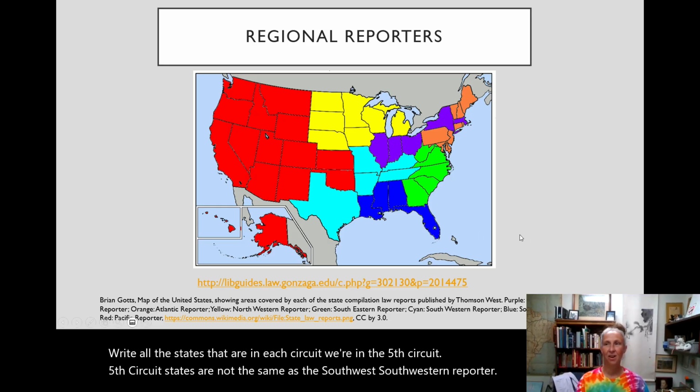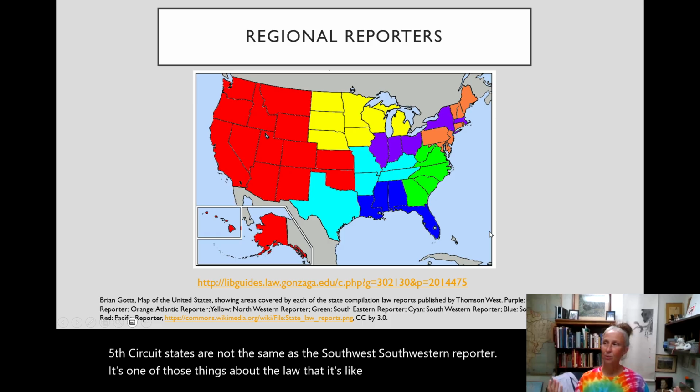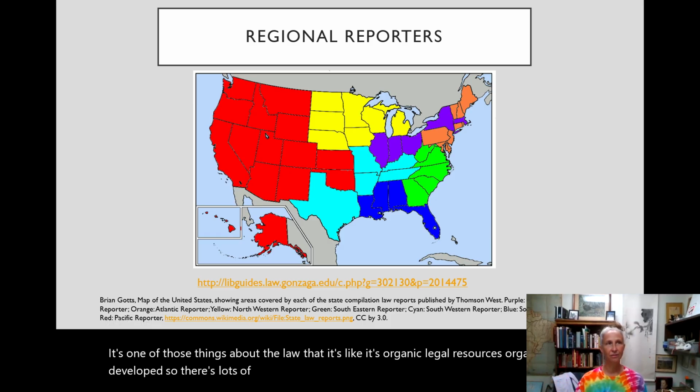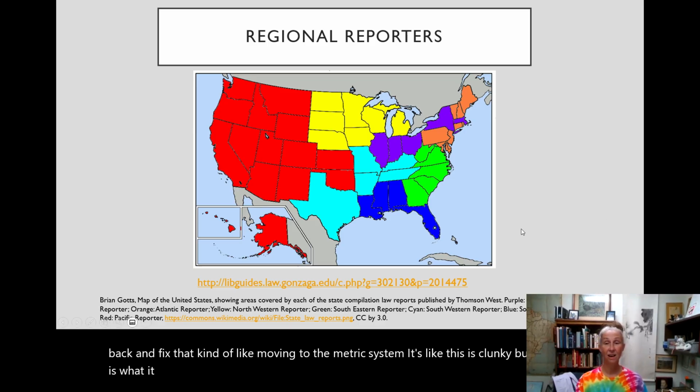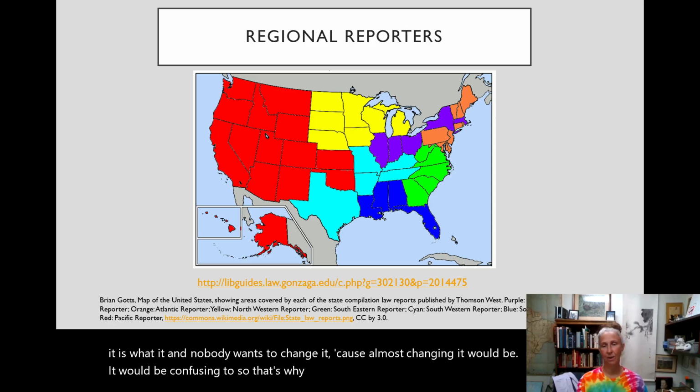It's one of those things about the law that it's organic, legal resources organically developed. So there's lots of these sort of strange, confusing things that you think, oh, let's go back and fix that. Kind of like moving to the metric system. It's like, oh, this is clunky. But it is what it is and nobody wants to change it because changing it would be confusing too. So that's why it is what it is.